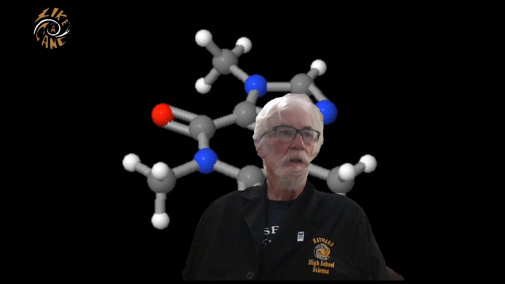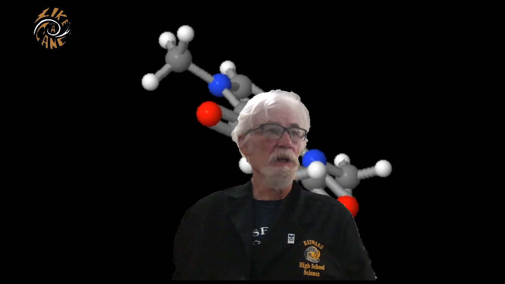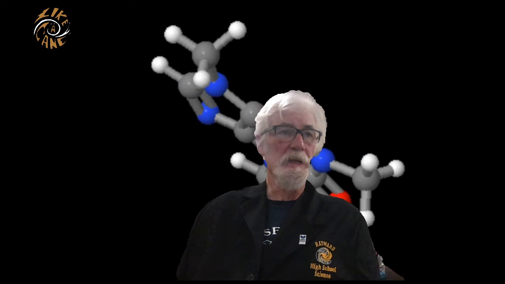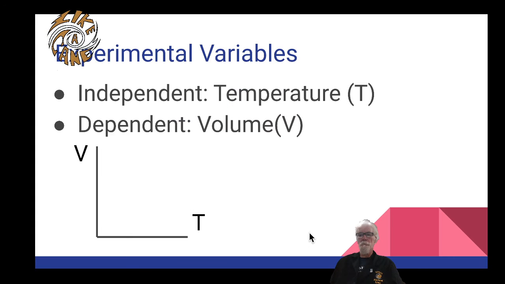In today's lab experiment, we're going to investigate the relationship between the volume and the temperature of a gas in a container. What we're going to do is vary the temperature, and then we're going to observe the volume. So that makes the temperature the independent variable, that's plotted on the horizontal axis, and volume is the dependent variable, and that's plotted on the vertical axis.